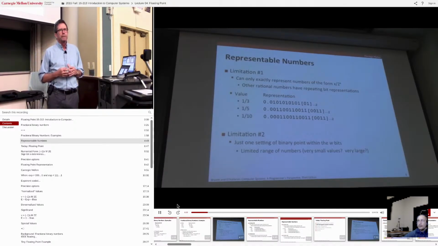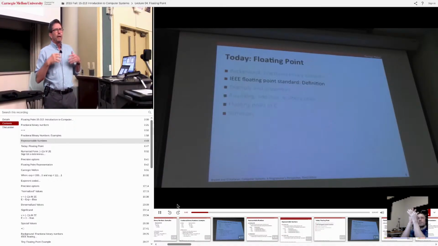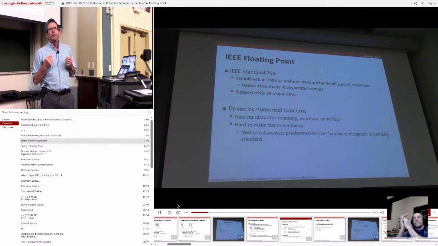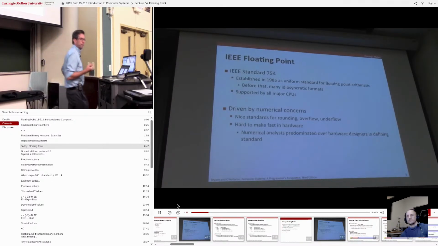Floating point is a representation that enables us to move that binary point to represent as wide a range as possible with as much precision, given the finite number of bits that we have to work with. So the float in floating point is this sort of shifting binary point, this floating binary point.